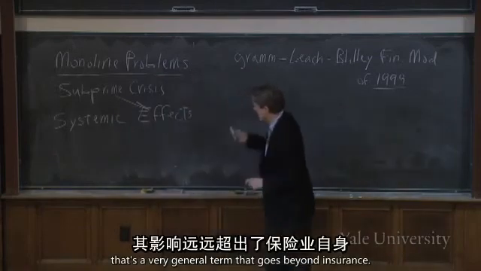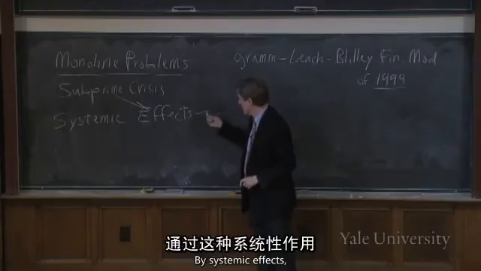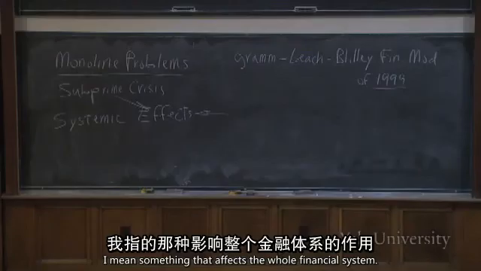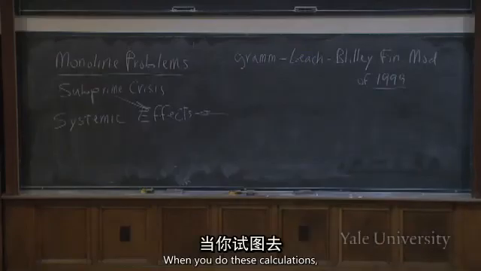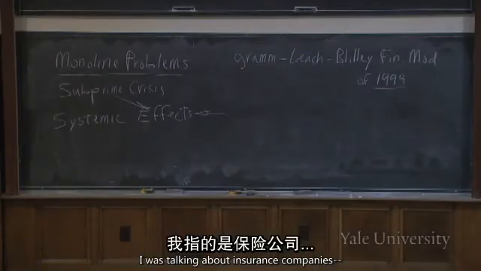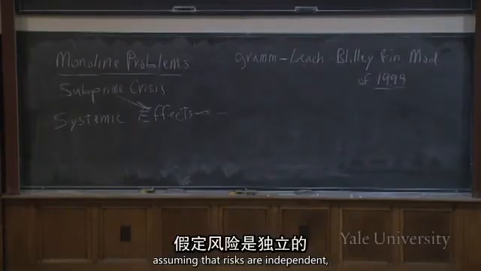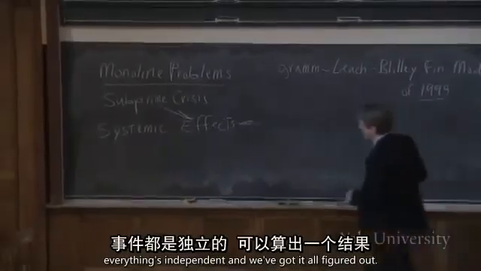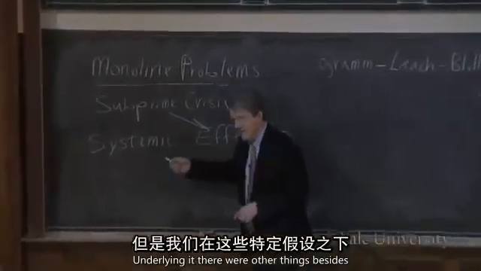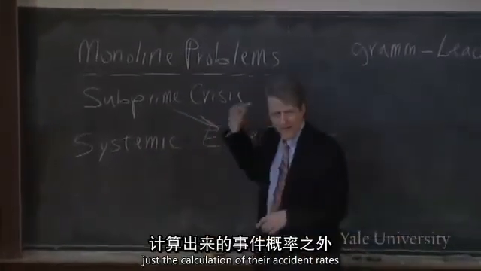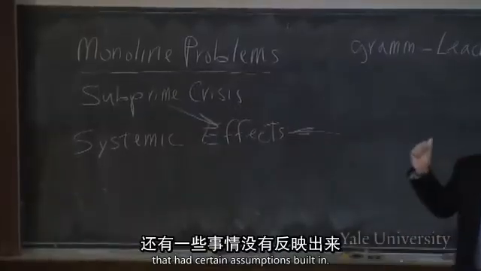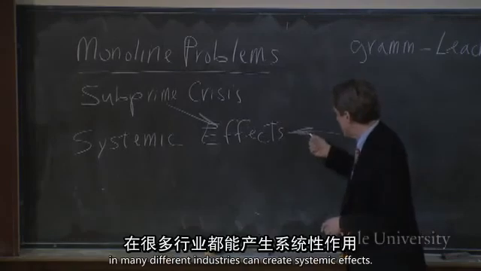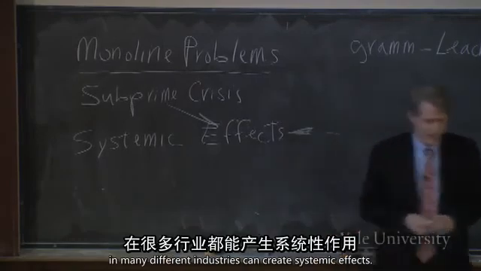That's a very general term that goes beyond insurance. By systemic effects, I mean something that affects the whole financial system. And when you do these calculations, which I just did for insurance, I was talking about insurance companies assuming that risks are independent. Everything's independent. We've got it all figured out. Underlying it, there were other things besides just the calculation of their accident rates that had certain assumptions built in. And the failure of the assumptions in many different industries can create systemic effects.